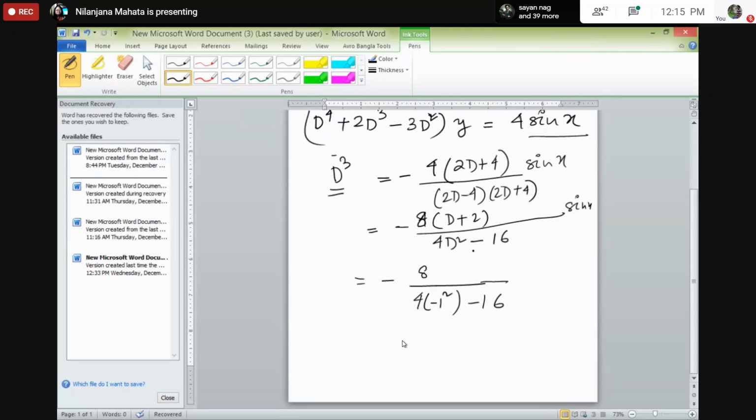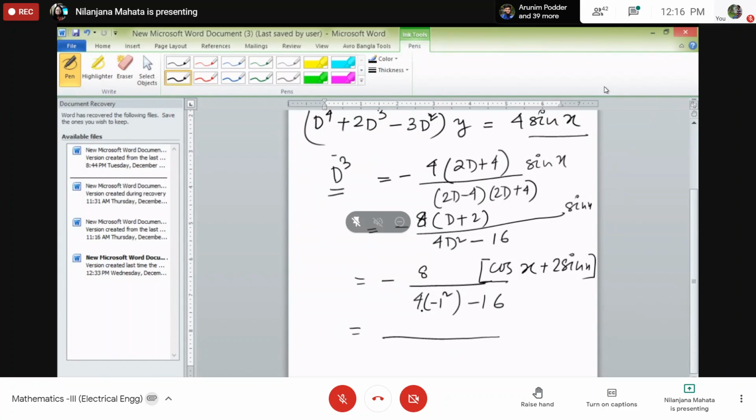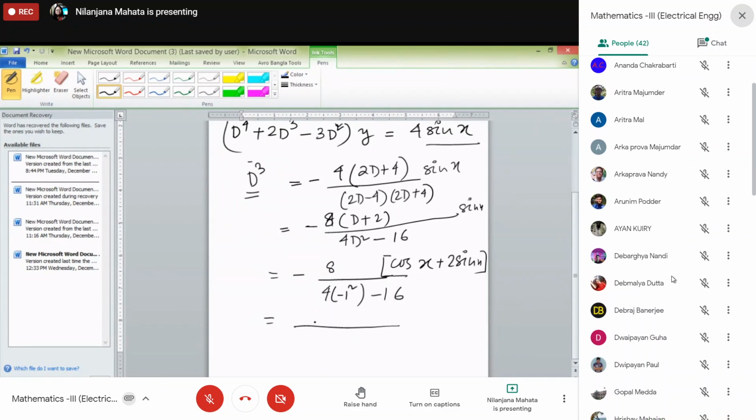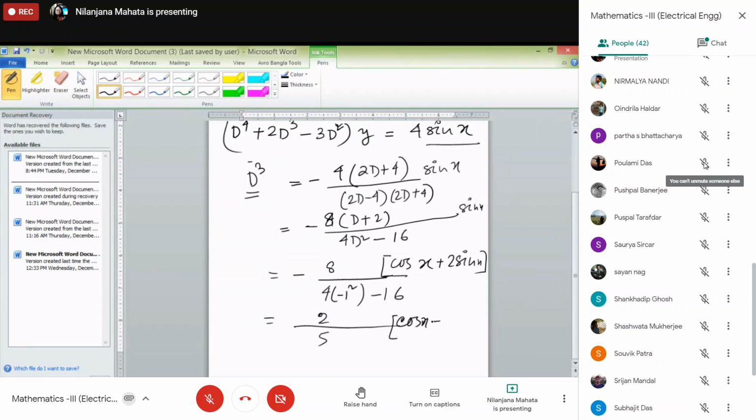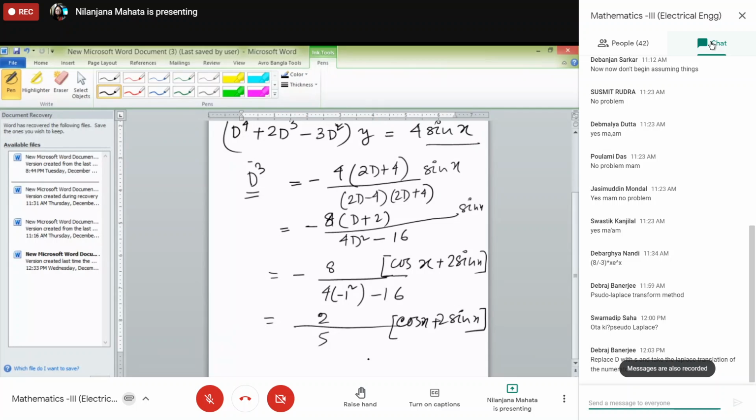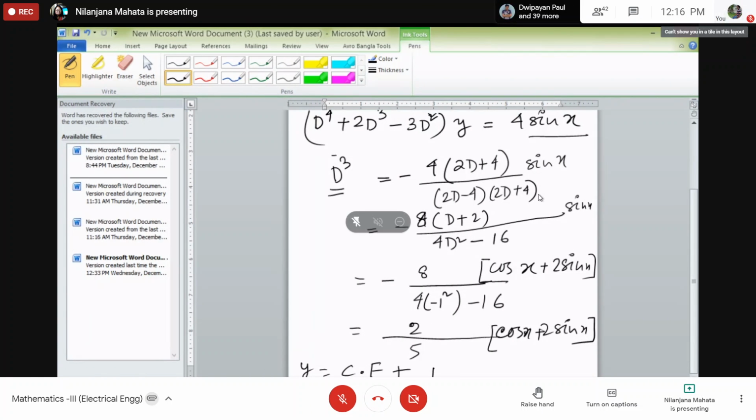Now I will operate this D plus 2 on sin x, right? So the operation will be D of sin x will be cos x, and this will be 2 sin x. Now you can simplify and have the result. So this is minus 4, that means it will be minus 20 minus 8. So minus 2 by 5 times cos x plus twice sin x. So this is your PI. So your complete solution will be CF plus PI.